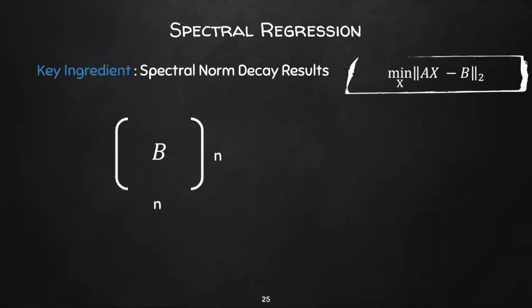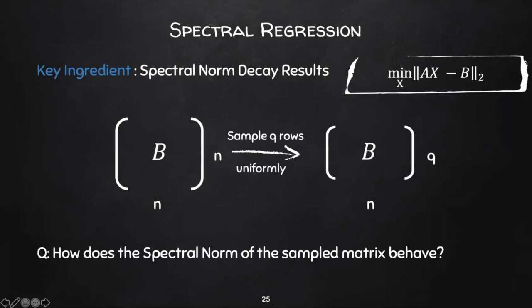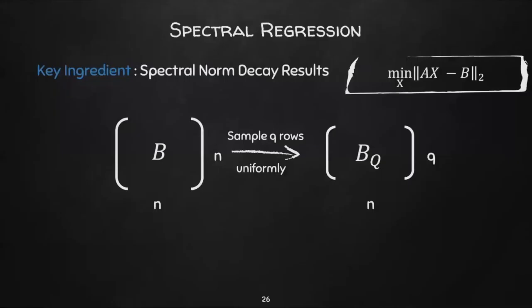The key ingredient in our analysis is so-called spectral norm decay results. So here the setup is as follows. We have an n by n matrix B, and we sample q rows of this matrix uniformly at random. And the resulting matrix is now this q by n matrix. And the question is simple. How does the spectral norm of the sample matrix compare to the spectral norm of the original matrix? So let us denote the sample matrix by B sub q.